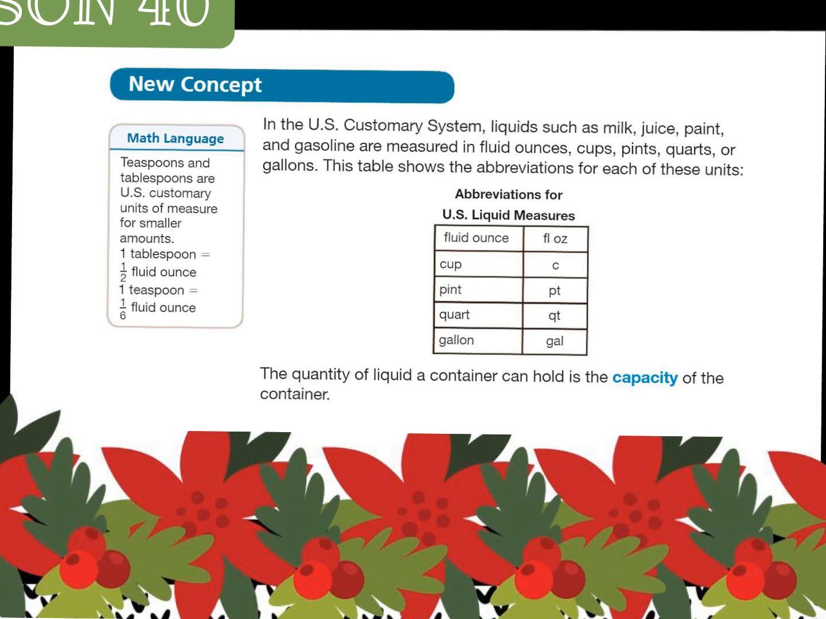Typically liquids. Okay, so if you look at this first little snippet that I have up here, it says, in the U.S. customary system, remember in the U.S. we are different than the whole rest of the world and we use the customary system. Our measurement system is a little bit more difficult just because it doesn't go on the base 10 like the rest of the world does. So liquids like milk, paint, juice, gasoline, those are all measured in fluid ounces, cups, pints, quarts, or gallons.